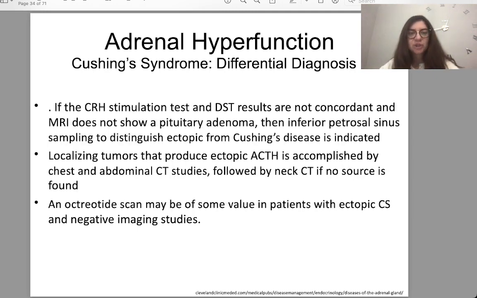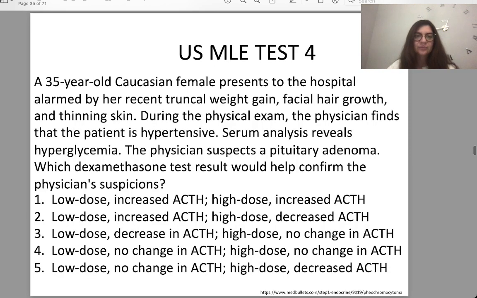If the CRH stimulation test and dexamethasone test results are not concordant and MRI does not show a pituitary adenoma, then inferior petrosal sinus sampling to distinguish ectopic from Cushing's disease is indicated. Localizing tumors that produce ectopic ACTH is accomplished by chest and abdominal CT studies, followed by neck CT if no source is found. An octreotide scan may be of some value in patients with ectopic Cushing syndrome and negative imaging studies.